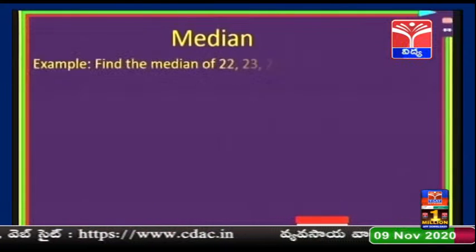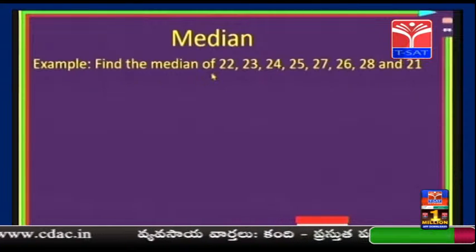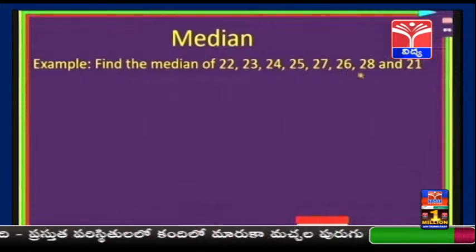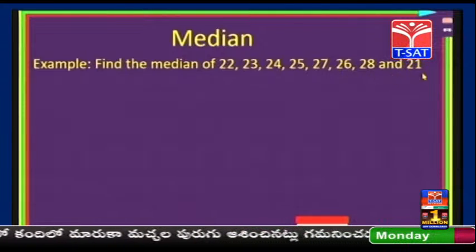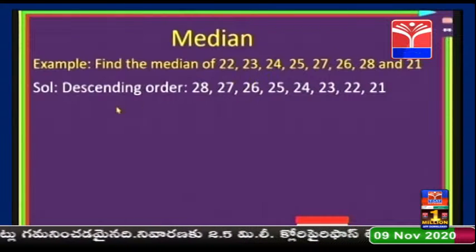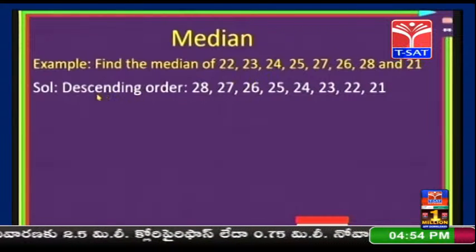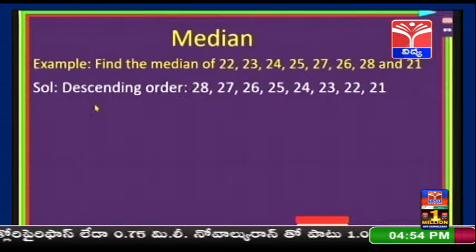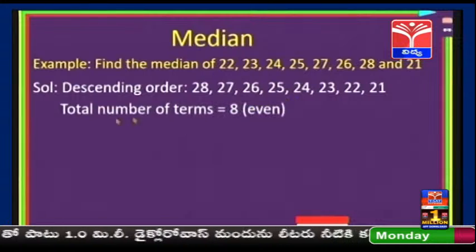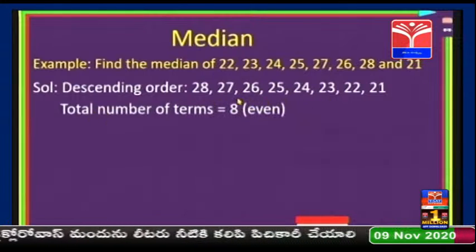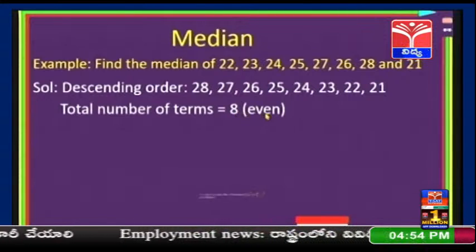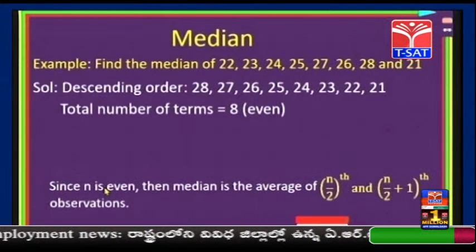Next, second example: find the median of 22, 23, 24, 25, 27, 26, 28 and 21. What we have to do now? First, arrange the given data into ascending or descending order. Here I am arranging the given data in descending order. This is the descending order of the given data. Now, how many terms are there? There are 8 terms. As 8 is even, we have to follow this rule.